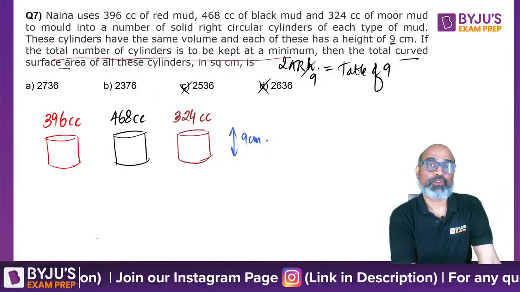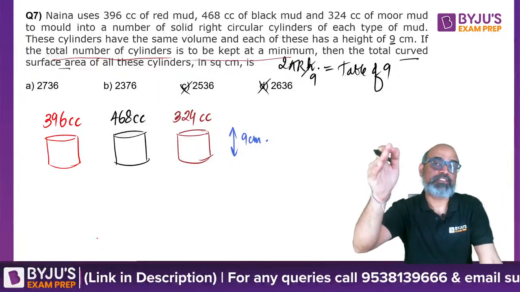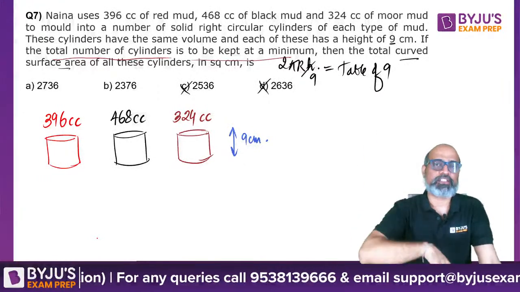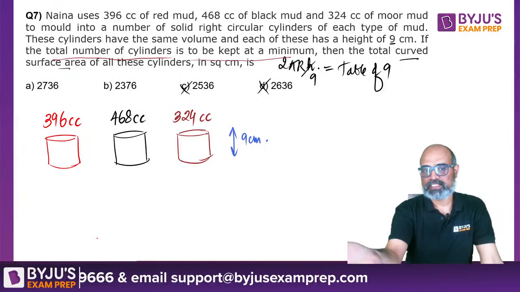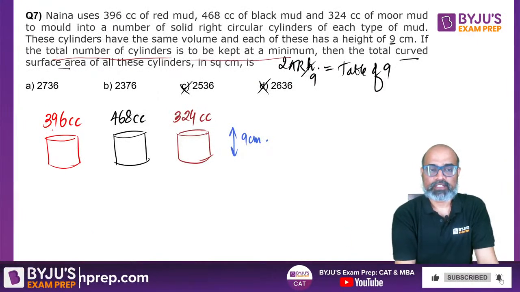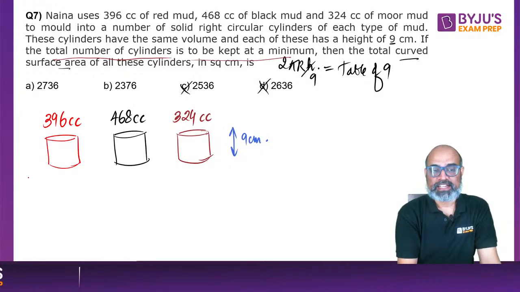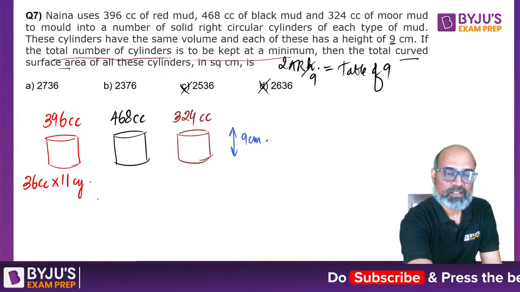Now 72 won't work. If the highest factor doesn't work, we'll go to the next factor. What is the next factor of 72? 36. So will 36 work? As in, are all the numbers divisible by 36 now? 396 is divisible by 36? Yes. So if I take 36 cc each, there are going to be 11 cylinders from the red one.